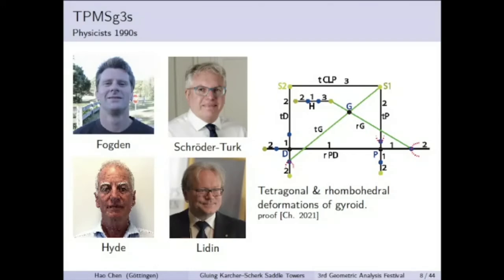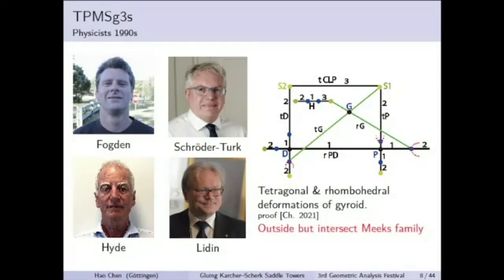Then, in the 1990s, physicists began to contribute to the mathematics of TPMSs, and their results are really remarkable. So the scientists on this slide have, for instance, discovered the tetragonal and the rhombohedral deformations of the gyroid. Mathematicians, on the other hand, fall far behind. So these deformations of the gyroid were proved only very recently by me.